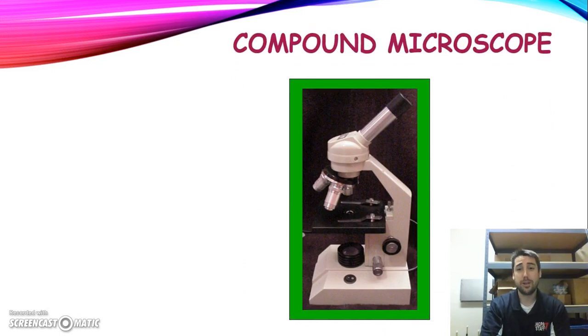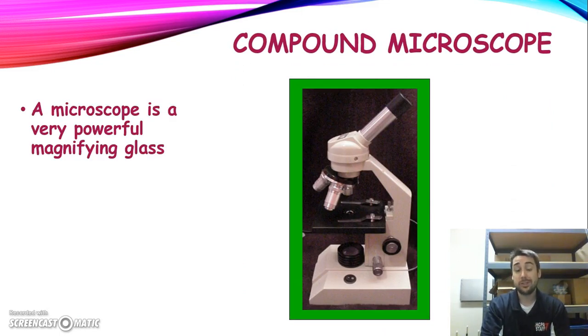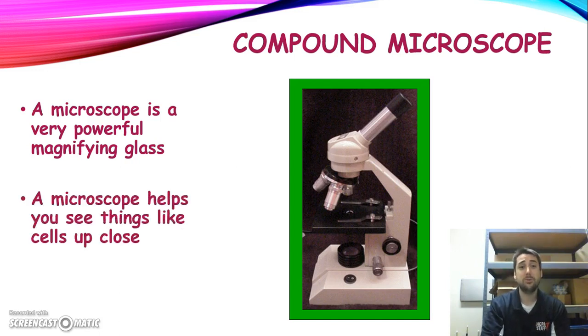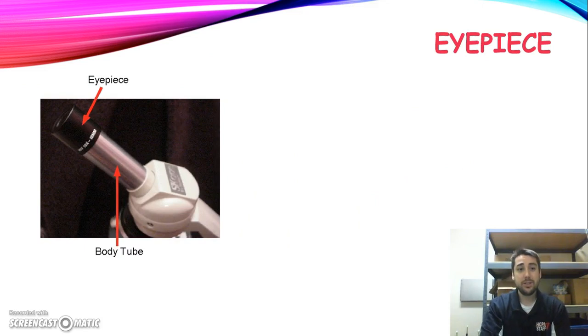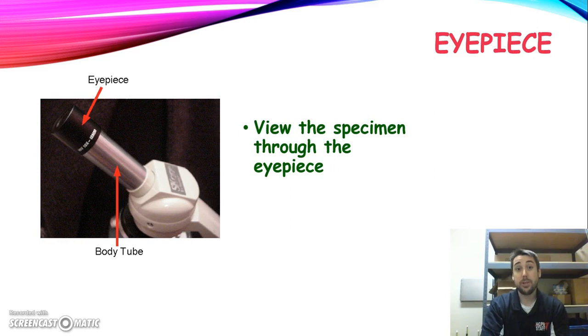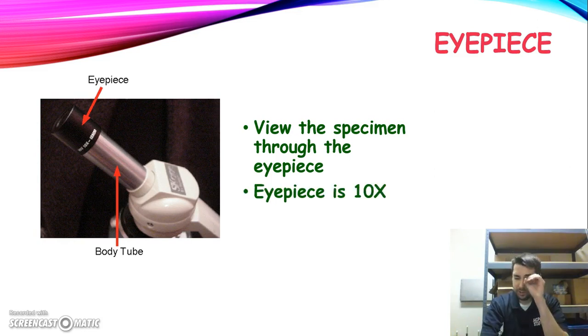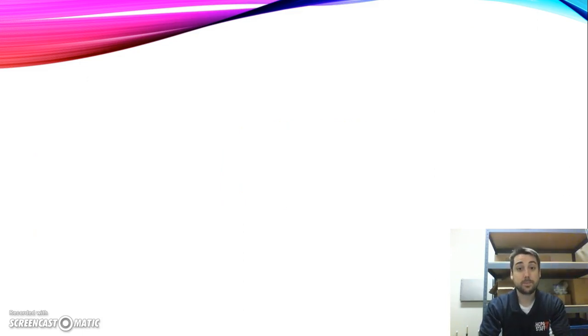So our microscope, especially a compound one, is generally just a very powerful magnifying glass. If you think about it, we're just using lenses to see things up close. So let's start with the top, the eyepiece. So we have the eyepiece here. That can actually rotate. Sometimes there's actually a needle inside of it. But the eyepiece is what you look through for seeing the specimen. You look down that body tube. And the eyepiece has a magnification of 10x, okay? So if we were looking just through the eyepiece, it's 10 times bigger than what it normally would be.